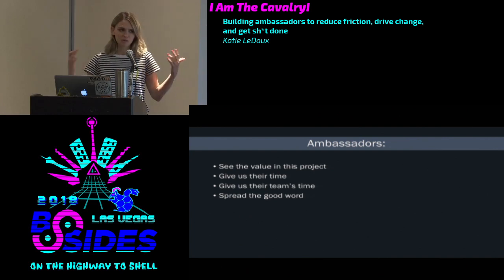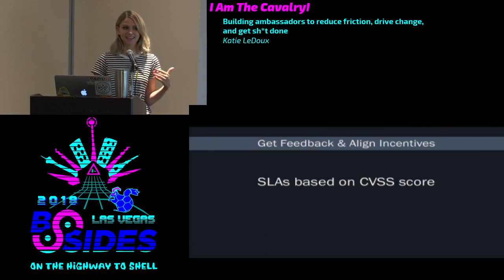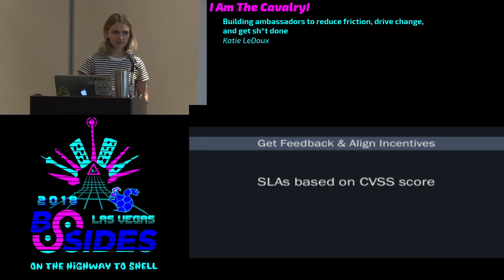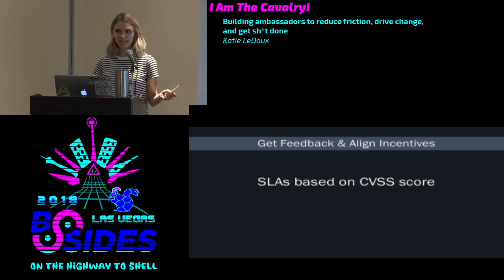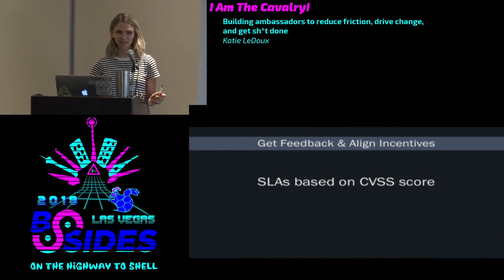We're competing with other priorities. We need to look for opportunities to get feedback from these people who we need on our team and hopefully align incentives wherever we can. So we decided on the security team that remediation SLAs were going to be based on CVSS scores. Does that make sense? Basically? Can you think of any reason why this wouldn't work?